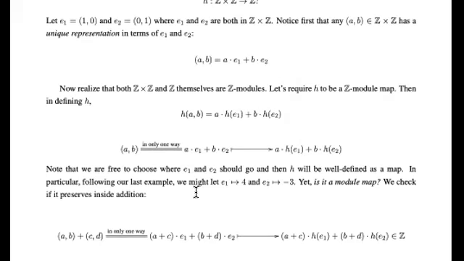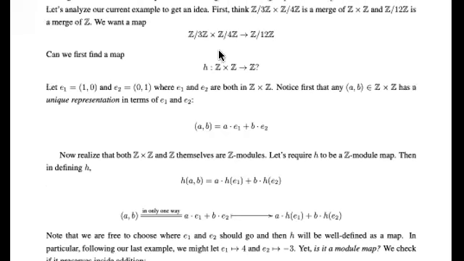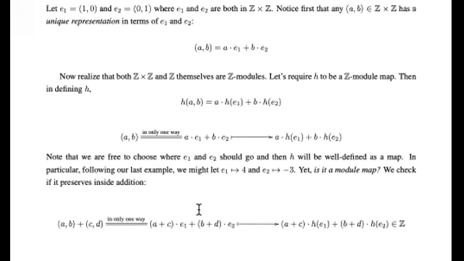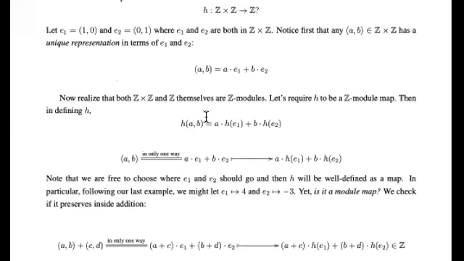All right, so all we really need to know is where H sends E1 and where H sends E2, and then we know exactly where to send every single guy in Z cross Z. Because we have a unique representation here, this uniquely determines what happens to everything. In fact, we can have a well-defined Z module map if we just decide somewhere to send E1 and somewhere to send E2. We're done.